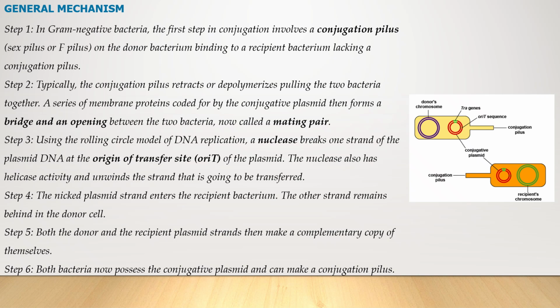Using the rolling circle model of DNA replication, a nuclease breaks one strand of the plasmid DNA at the origin of transfer site, that is OriT, of the plasmid. The nuclease also has helicase activity and unwinds the strand that is going to be transferred. The nicked plasmid strand enters the recipient bacterium. The other strand remains behind in the donor cell. Both the donor and the recipient plasmid strands then make a complementary copy of themselves. Both bacteria now possess the conjugative plasmid and can make a conjugation pilus.